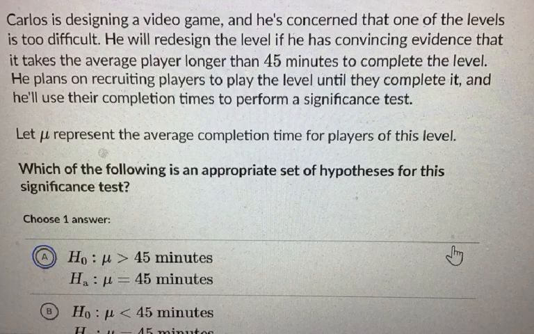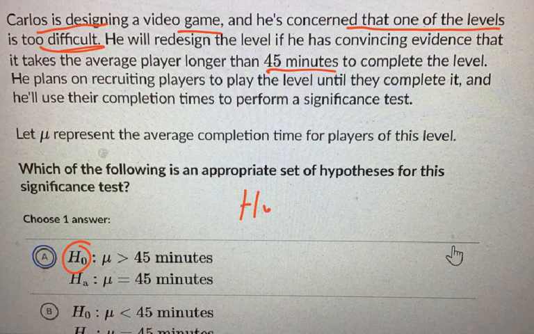Now, I think I have one more here I can squeeze in real quick. This one's a quickie, guys. Carlos is designing a video game. He's concerned that one of the levels is too difficult. In other words, it's going to take too much time for the average player to play that one level and complete it. It should be 45 minutes. So notice H naught is going to be mu is equal to 45. Our alternative, you see, is going to be mu is greater than 45 minutes. In other words, it's going to make the game too difficult and too long to play. And that's the answer you're going to pick.